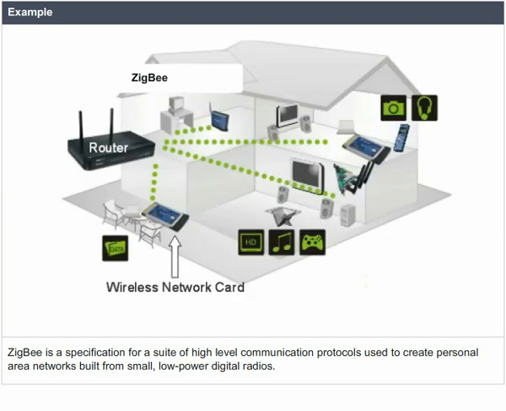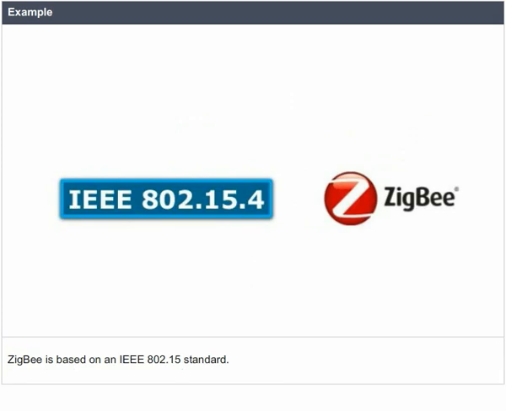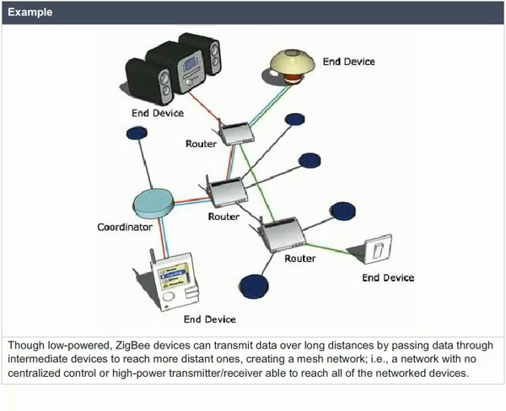Zigbee is a specification for a suite of high-level communication protocols used to create personal area networks built from small, low-power digital radios. Zigbee is based on an IEEE 802.15 standard. Though low-powered, Zigbee devices can transmit data over long distances by passing data through intermediate devices to reach more distant ones, creating a mesh network.